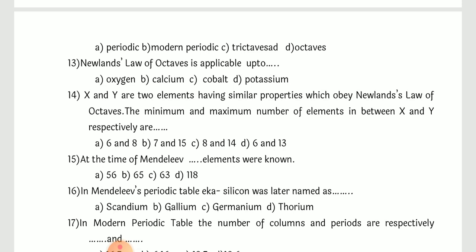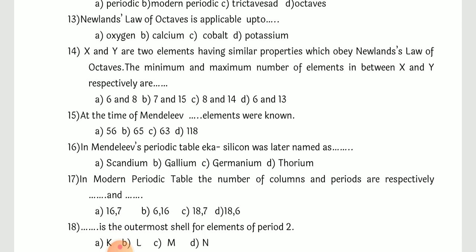14th one, X and Y are two elements having similar property which obeys Newland's law of octave. The minimum and maximum number of elements in between X and Y respectively are. Now if suppose X is the first element and Y is the 8th element, how many elements will be in between? 6. Or suppose X is the first element and Y is the 15th element, how many elements will be there in between? 13. Okay, so 6 and 13. Our option is D.